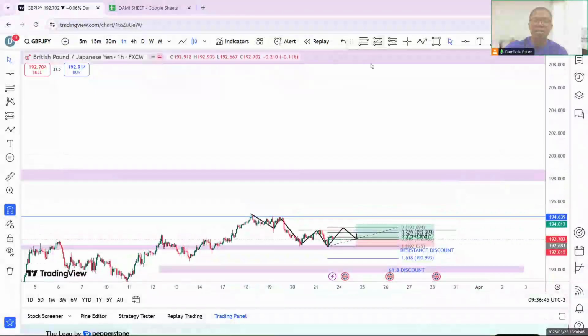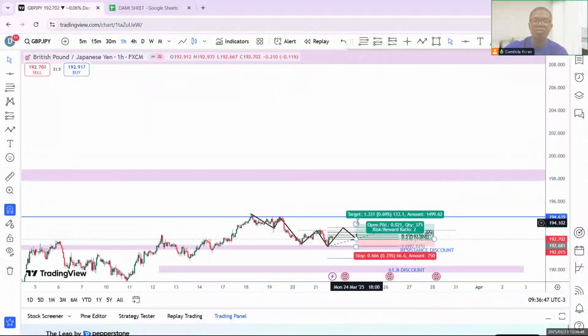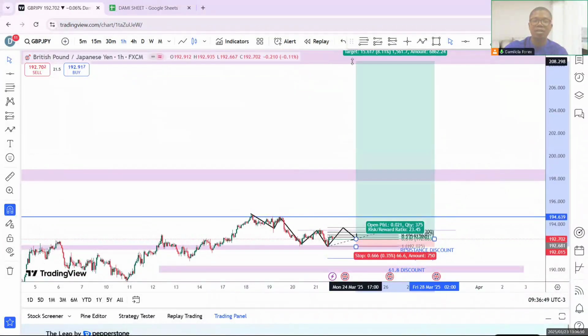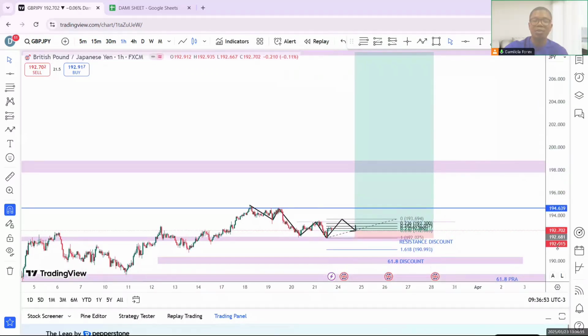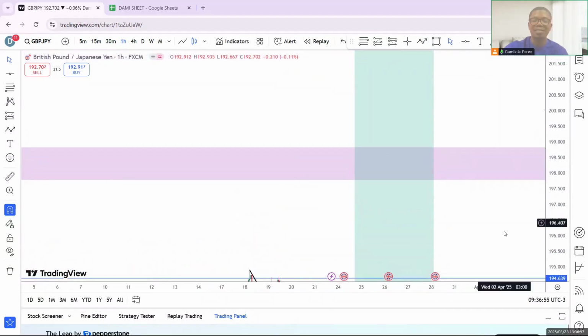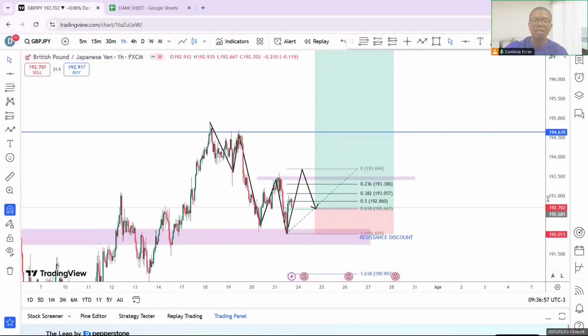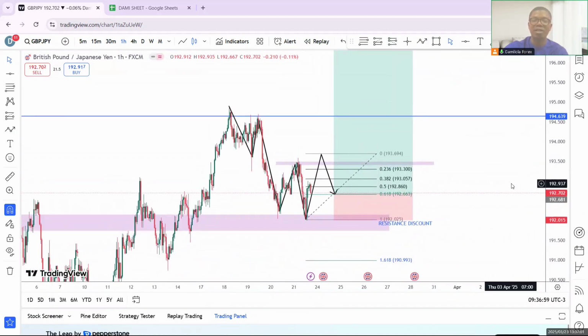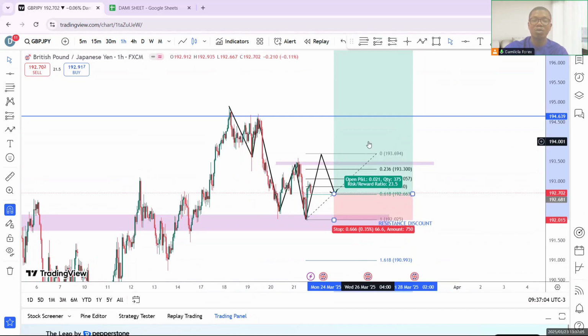Okay, so let's see. Remember, this is the resistance we are buying to. Okay, from here to here is going to be a very beautiful, about 1:23 risk to reward. Okay, so this is massive. This is crazy. You know, this is one of those trades that we share exclusively with our students to make money from, but we just decided to share it on our YouTube community. Okay, so this is an exclusive trade.